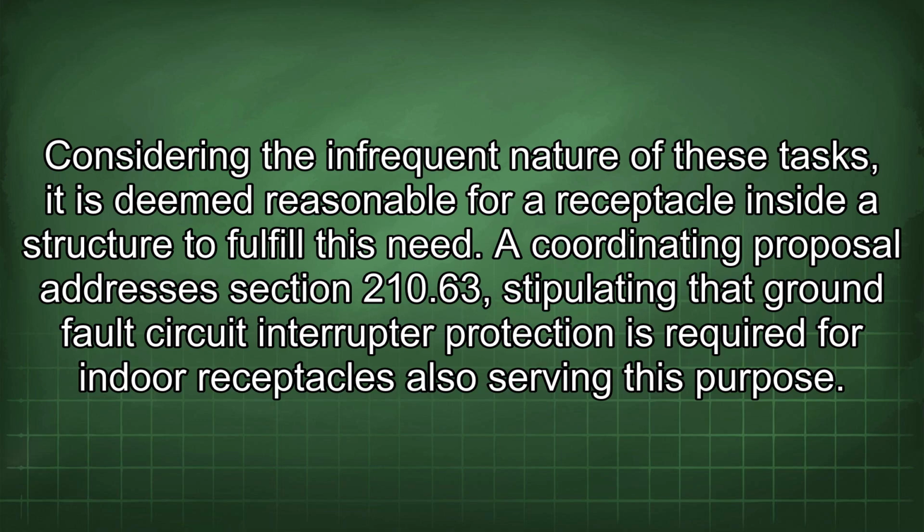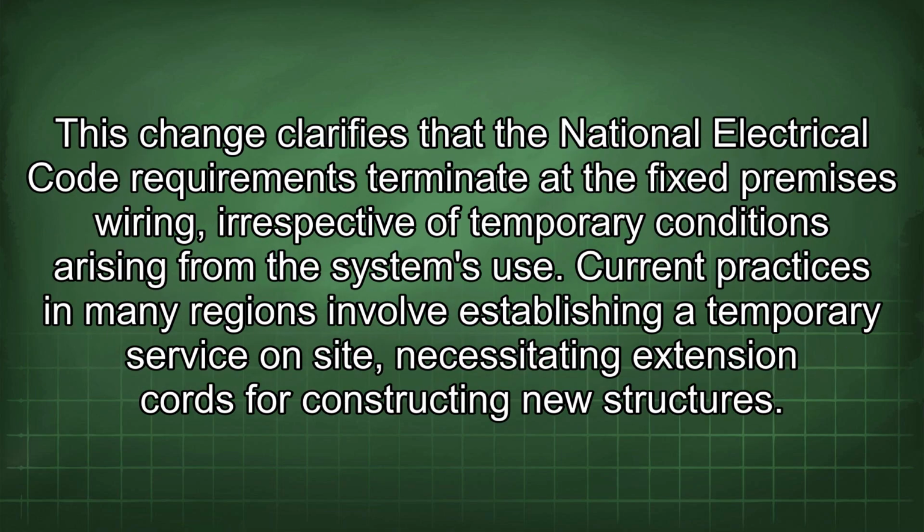need. A coordinating proposal addresses Section 210.63, stipulating that ground fault circuit interrupter protection is required for indoor receptacles also serving this purpose. This change clarifies that the National Electrical Code requirements terminate at the fixed premises wiring, irrespective of temporary conditions arising from the system's use.